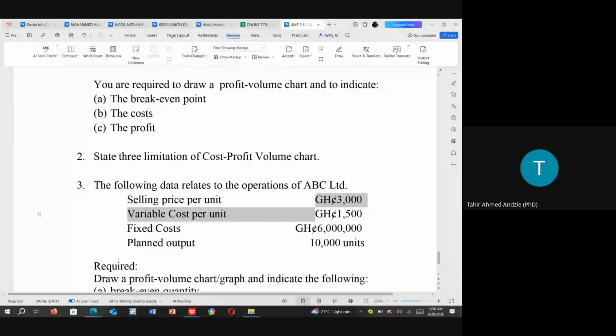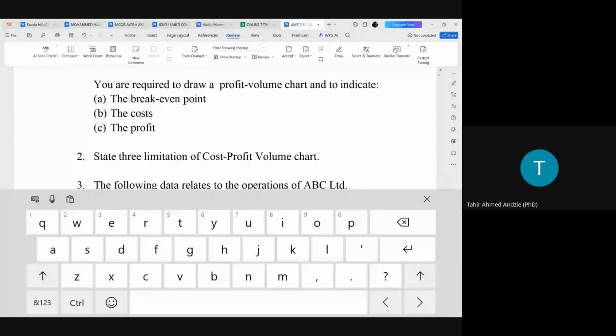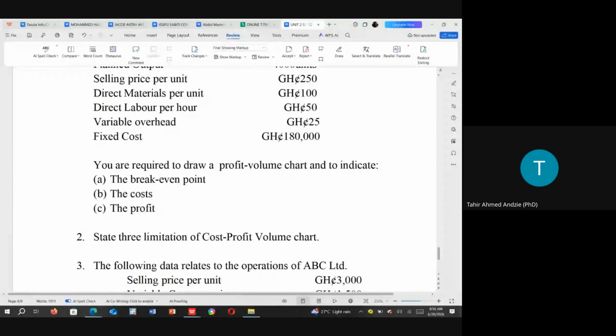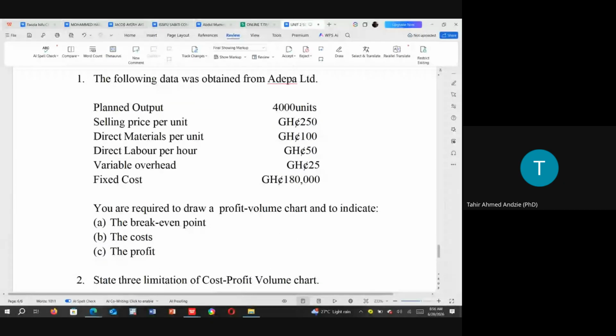So the self-assessment question here says that you are required to draw a profit volume chart and to indicate the break-even point, the total costs and the profits. So here, the information is saying that the following was obtained from Adepa Limited.